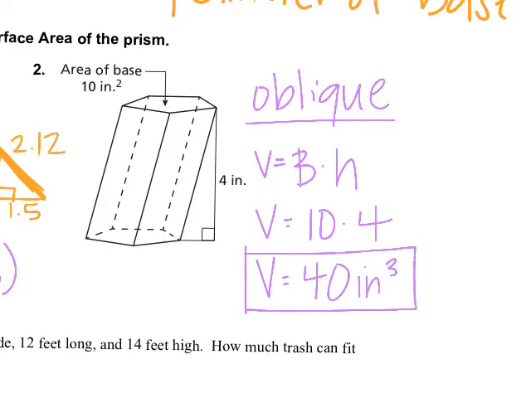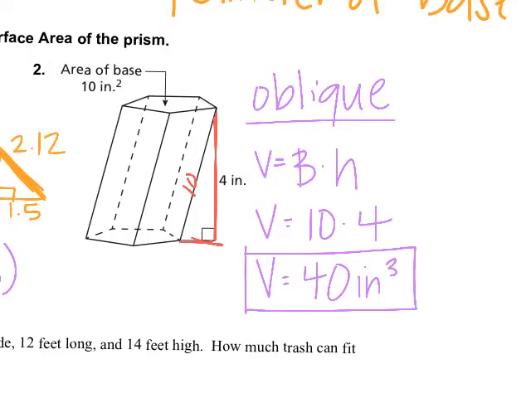Yep. Just make sure on the oblique ones you look at the actual height, not the slant height. Yeah, they might trick you sometimes, and let's say it gives you this is 10. You can't use 10, you have to use this long leg right here that's perpendicular. Okay. It might trick you.